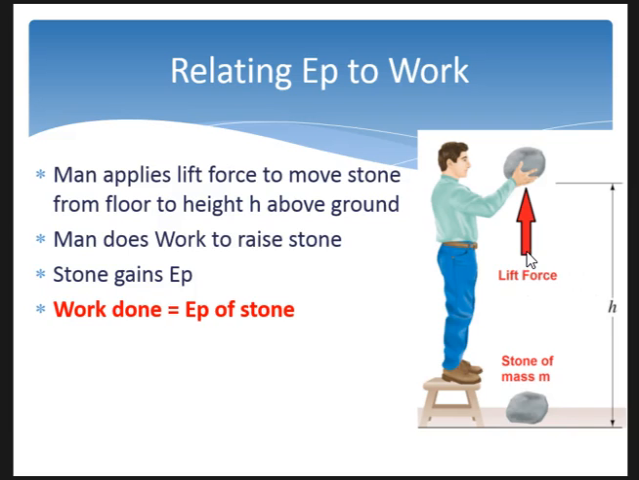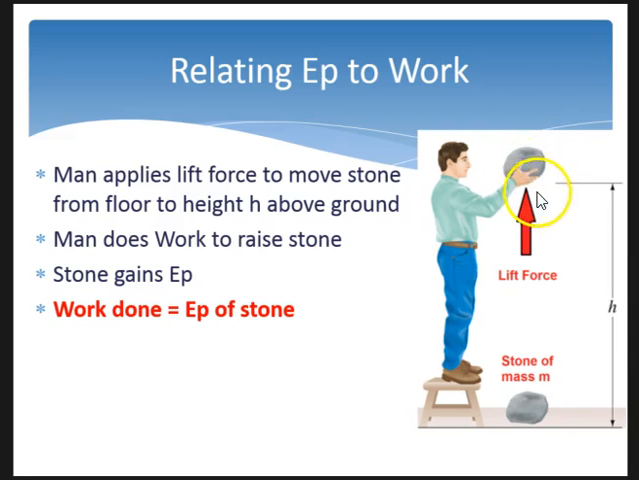Alright, so let's look at how we can relate potential energy, or gravitational potential energy, to work done. Referring back to the same diagram, let's look at it in terms of work done. Obviously, for this person to raise a stone to this height h, he would have to exert some force. By using some lift force, he's able to move the rock a distance h along the same direction as the direction of the force.